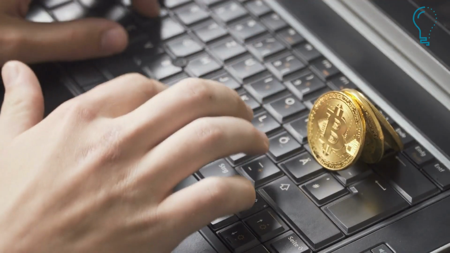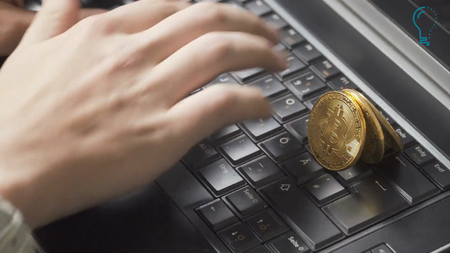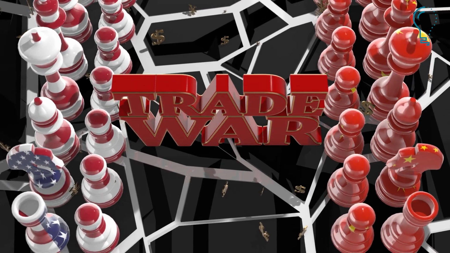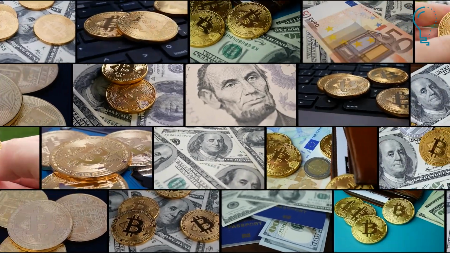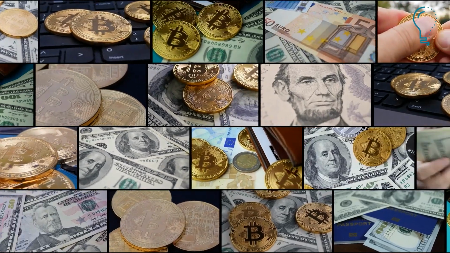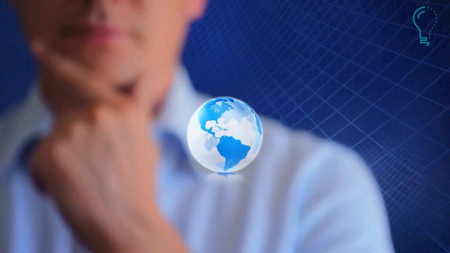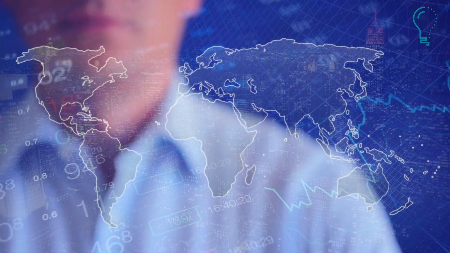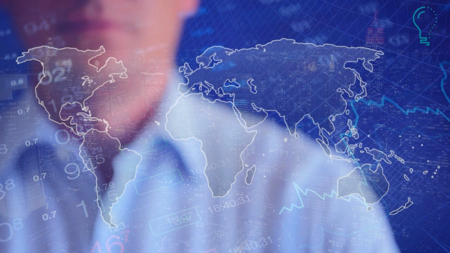Cryptocurrencies could also potentially challenge the dominance of the US dollar as the primary reserve currency. As more countries and businesses adopt cryptocurrencies, it could lead to a shift in the balance of economic power away from the US and towards other countries. However, it's important to note that cryptocurrencies are still a relatively new and volatile market. Their impact on the global economy is still uncertain, and it's difficult to predict what the future will hold.